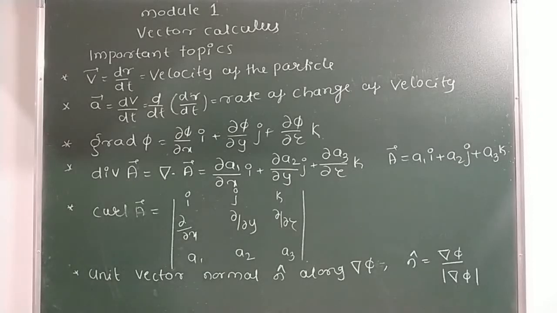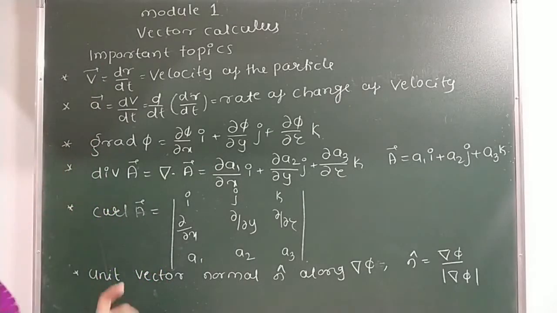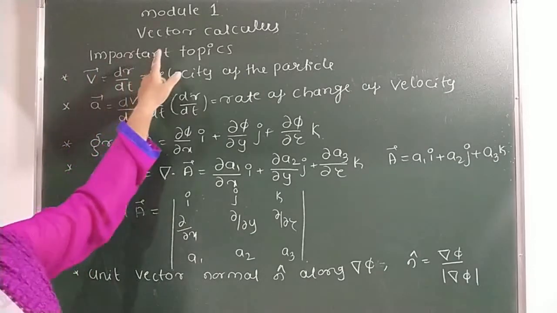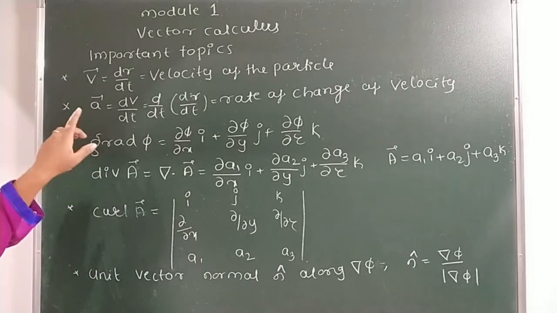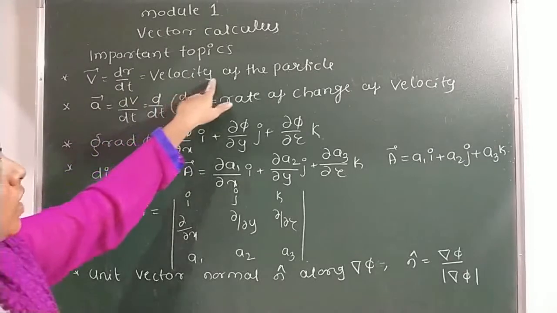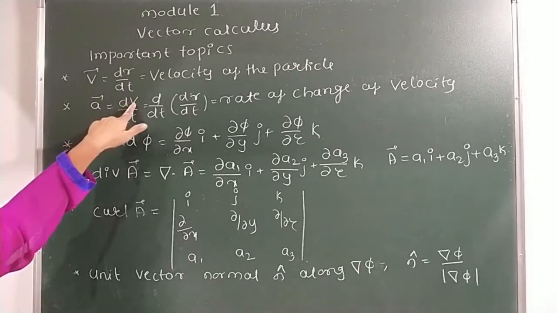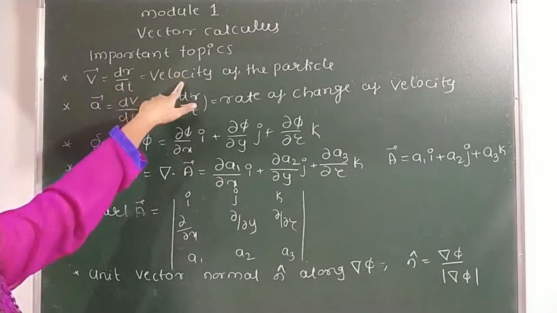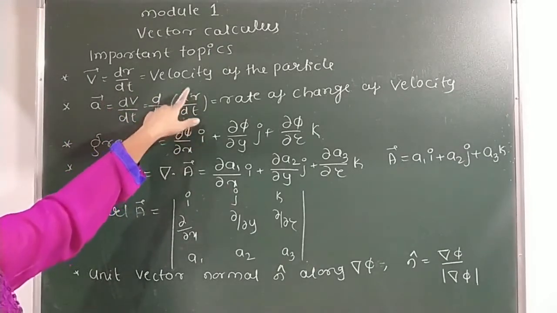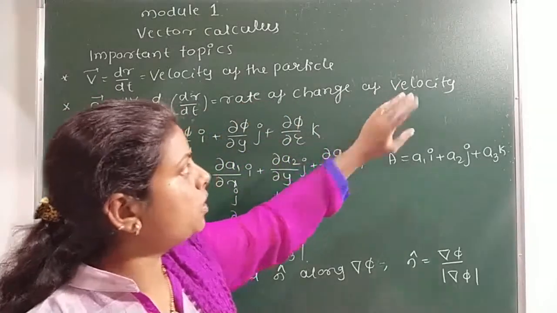Module 1, Vector Calculus. Here we already discussed vector calculus in our classes. This is a revision part, where we only see the important topics directly. Vector v is dr by dt, which is the velocity of the particle. Vector a, small a, is equal to dv by dt. This v is nothing but velocity, meaning dr by dt. And this is the double differentiation of r with respect to t, the rate of change of velocity.